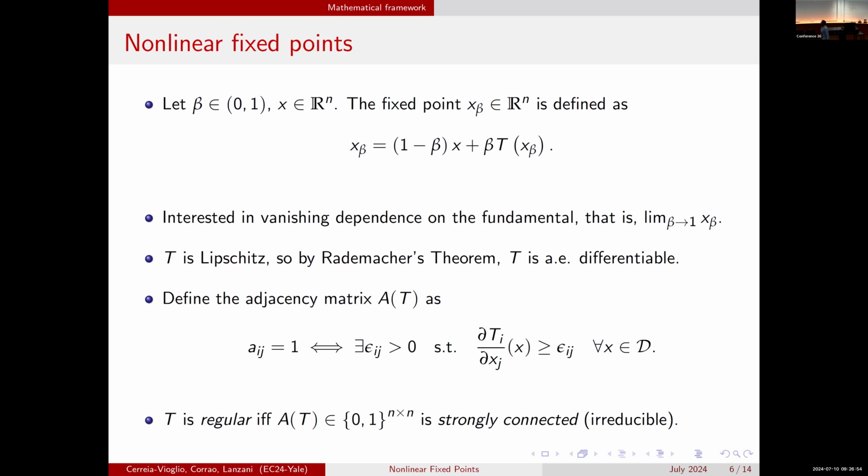In other words, I'm going to say that j strongly influences i if and only if, no matter what the current vector of external states is, the derivative is strictly positive and bounded away from 0. Okay? And I'm going to say that T, this nonlinear operator, is regular if and only if this graph that we just defined is strongly connected, which means irreducible. You can reach any node from any other node in a finite amount of time. So this is a key definition, so let me pause for a few seconds and be sure that everyone is on board.